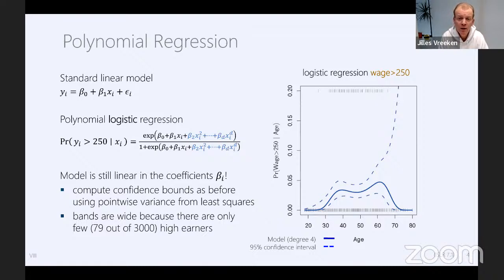So, why doesn't it know anything? Because we have very few people of that age that make that much money. Or we basically have very few people at that age to begin with, and hence it's very difficult to train a model. So, good. That was polynomial regression in action.